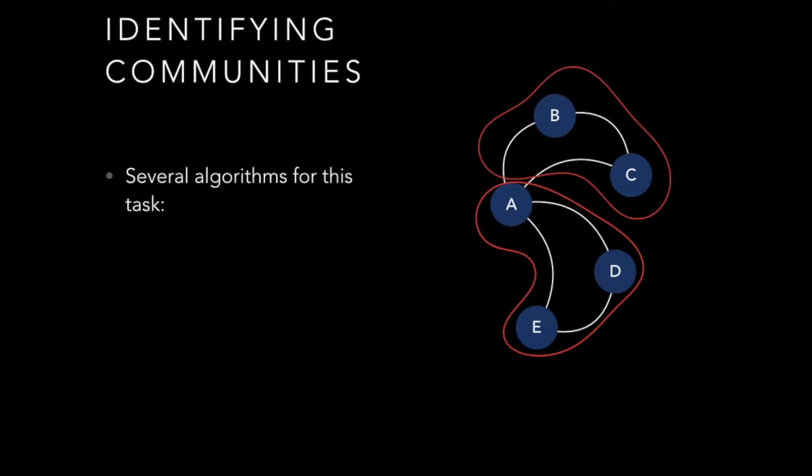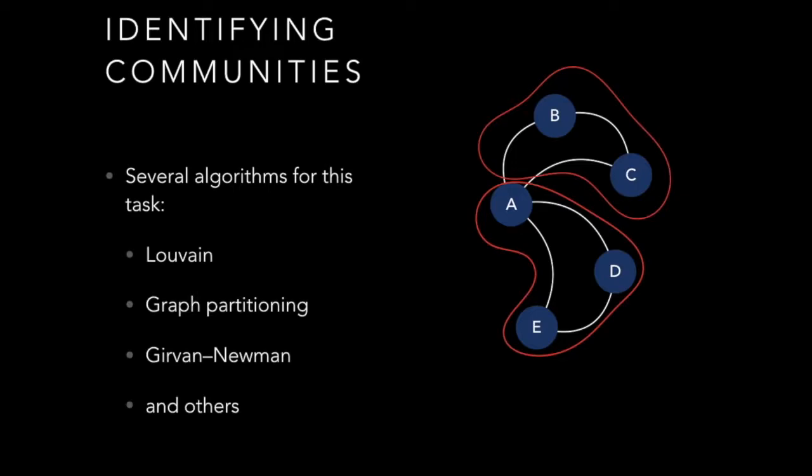So how do we identify communities? There are several algorithms for this. One is called Louvain. This came out of France. It's a very popular one, for graph partitioning. Another one is the Girvan-Newman algorithm. This is the one that we'll use, and there are many others.